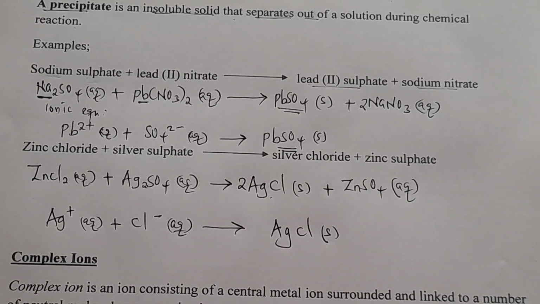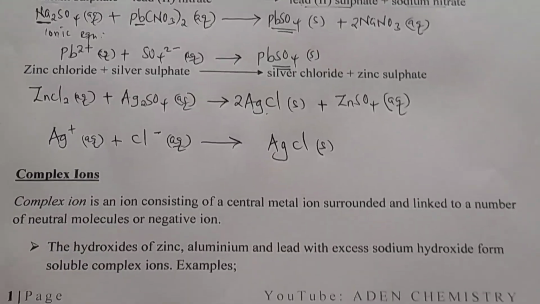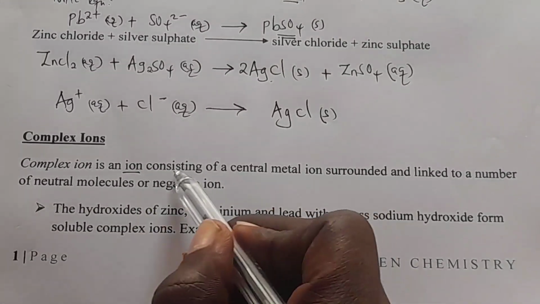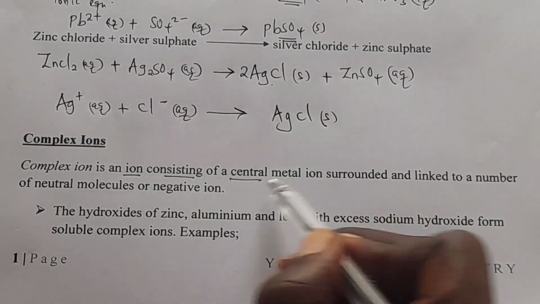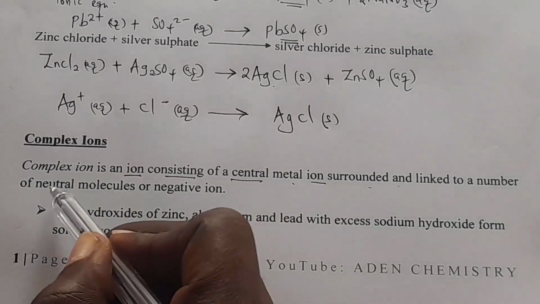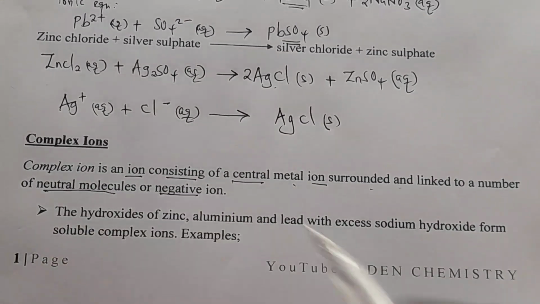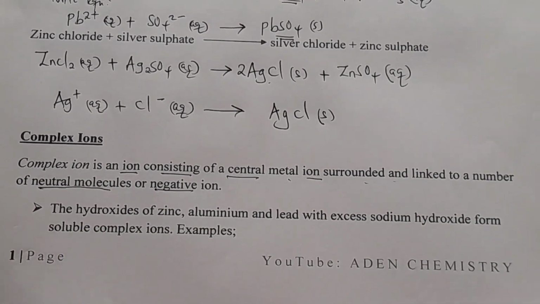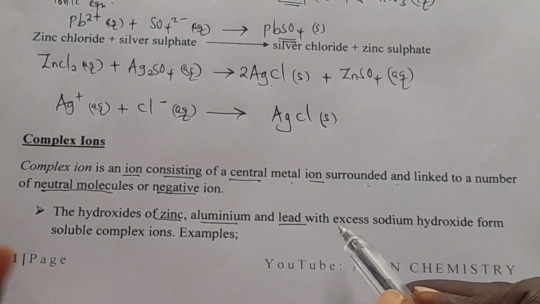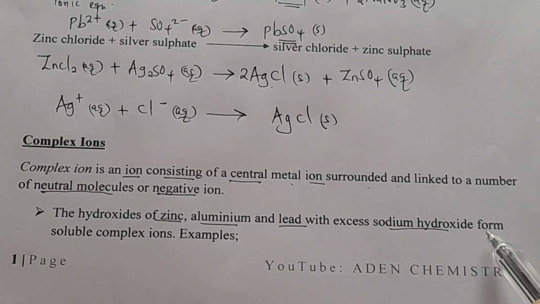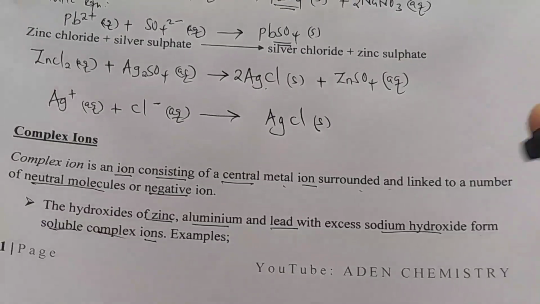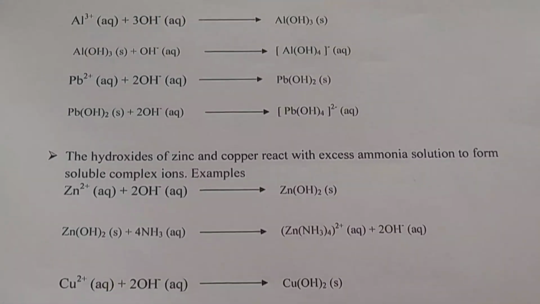Okay, next we have complex ion. So you can be asked, what is a complex ion? A complex ion is an ion consisting of a central metal ion surrounded and linked to a number of neutral molecules or negative ions. Thereafter, we are saying the hydroxides of zinc, aluminum, and lead with excess sodium hydroxide form soluble complex ions. We are going to see the examples.